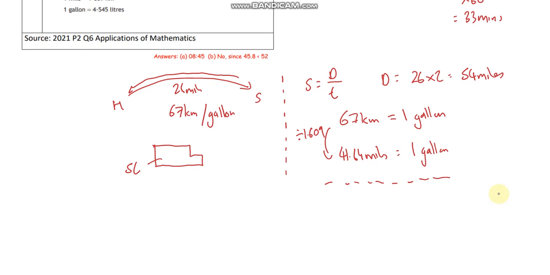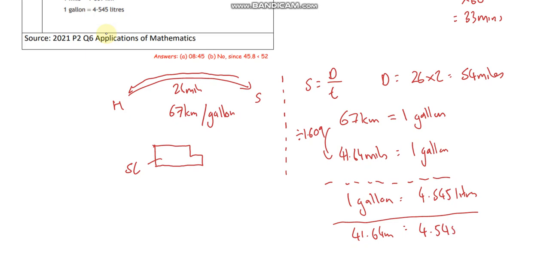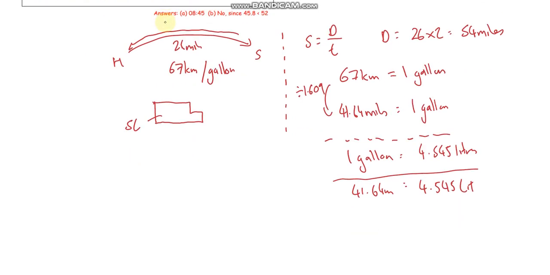So 1 gallon is equal to, this says 4.54 litres. 4.545 litres. Now the next part of it is, well, I know that I've got more than that, don't I? So I know that I'm going 41.64 miles in 4.545 litres. But I've actually got more than that. I have got 5 litres.